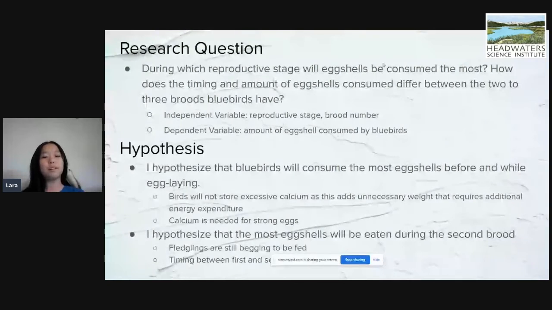Calcium is also important for strong eggshells. I hypothesized that the most eggshells will be eaten during the second brood. Since fledglings are still begging to be fed, and the timing between first and second brood is short, only around 1 to 2 weeks.